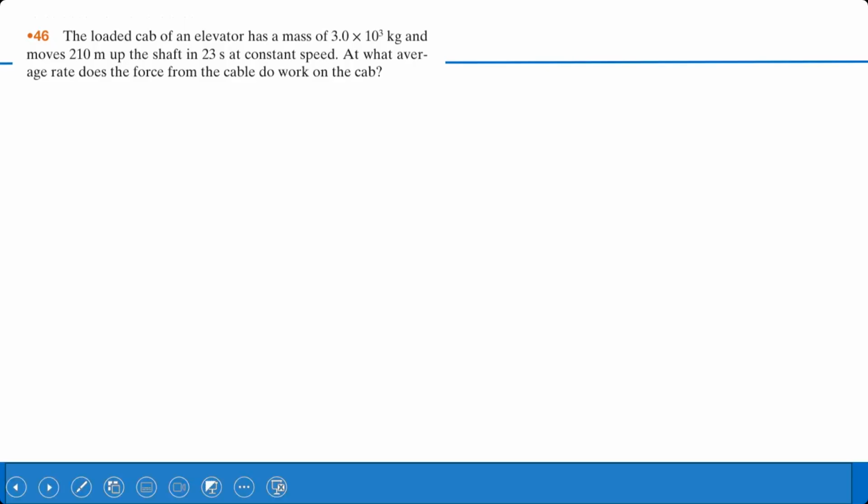So we have a cabin in an elevator. It has a mass 3,000 kilograms and it moves. So I'll write the mass. It moves 210 meters up the shaft in 23 seconds at constant speed. So the distance is 210 meters. The time is 23 seconds and V is constant. At what average rate does the force from the cable do work on the cab? So we want the rate of doing the work, which is again the power. That's what we want.